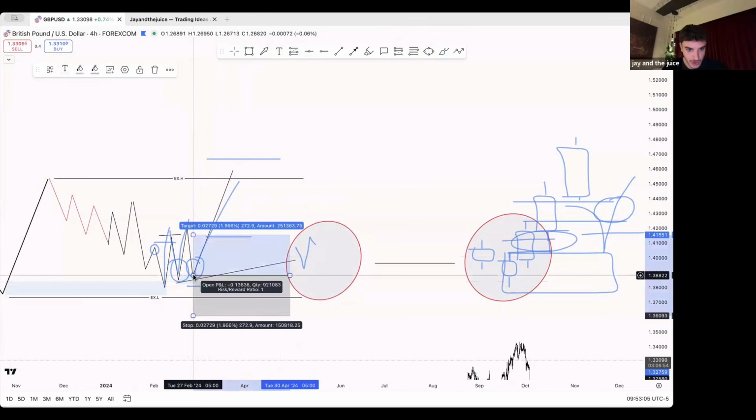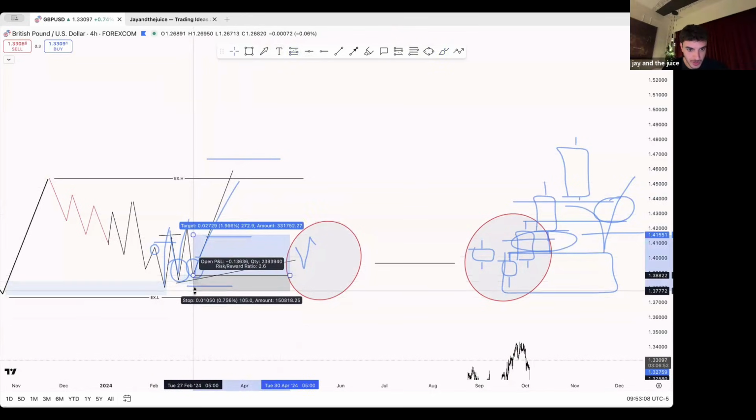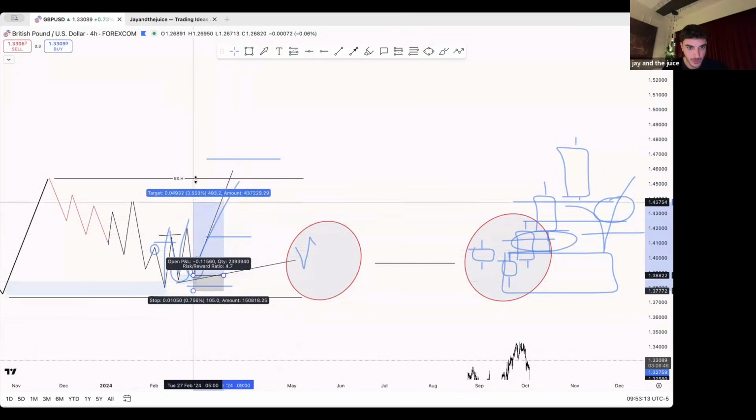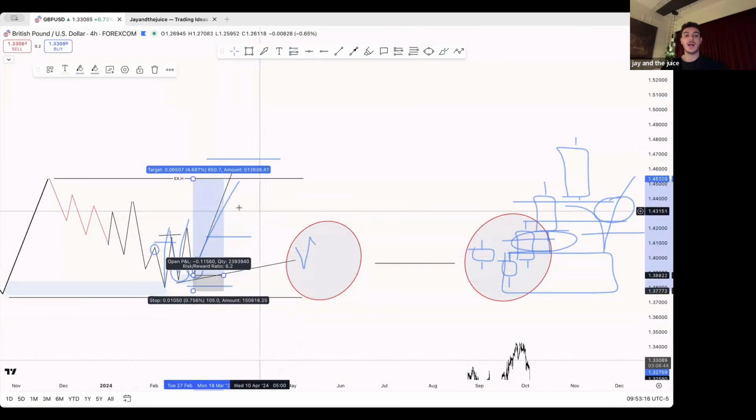We would have our zone be over here, stop loss below the zone. We target the 1 to 3, which is here. And then our next take profit would be all the way to the extreme high over here.